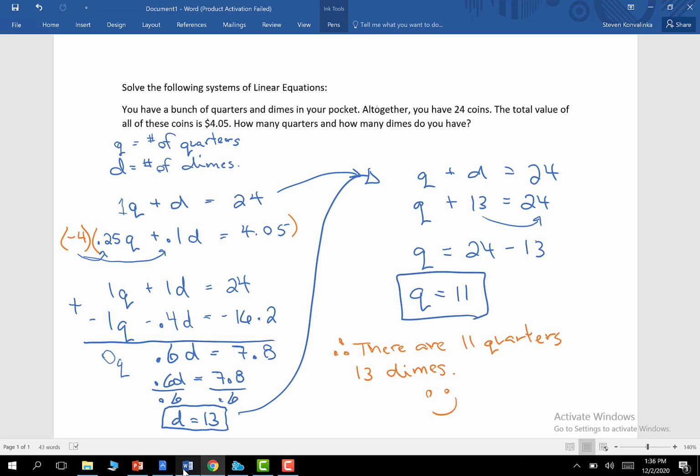Anyway, so that's just how we solve systems of linear equations with the coin questions.